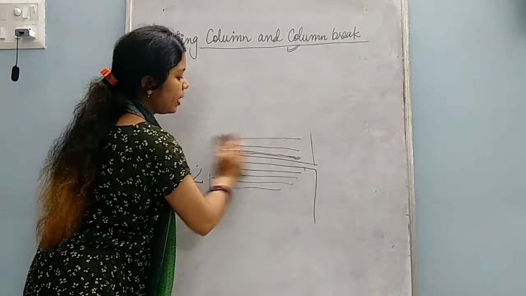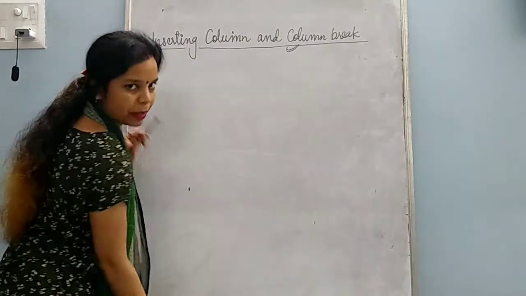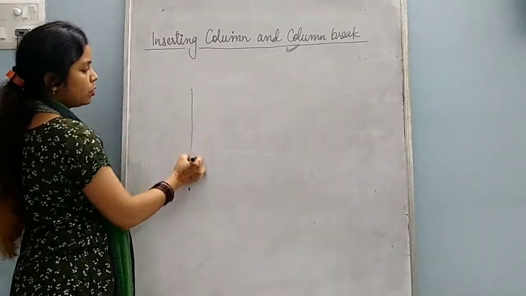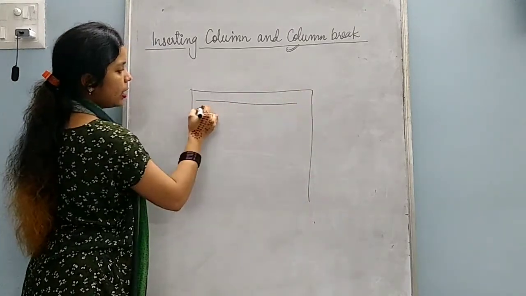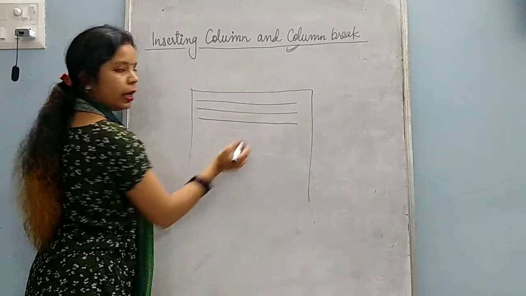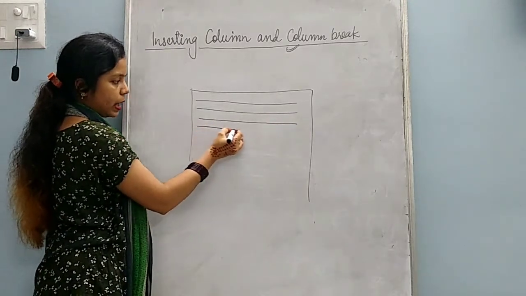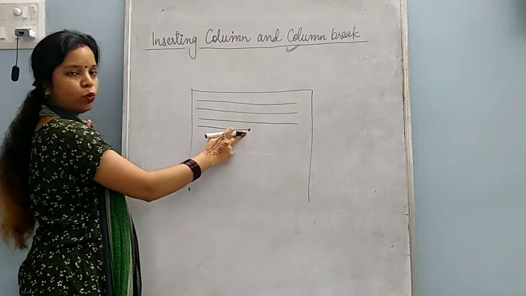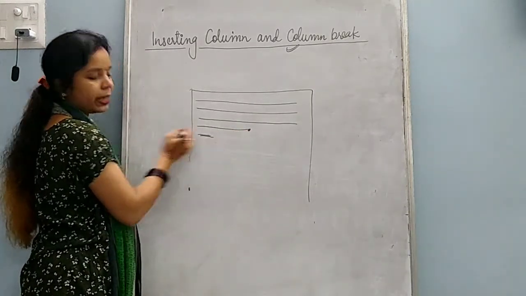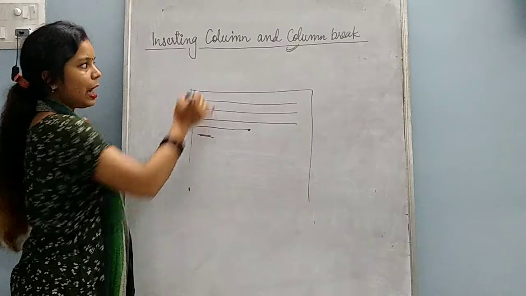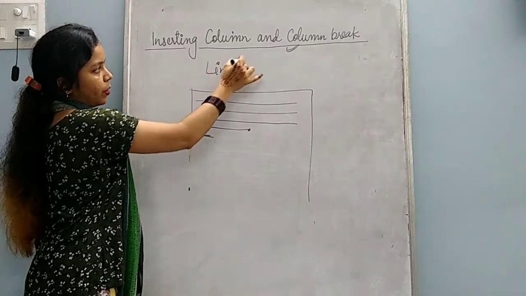Next one is line break. This breaks your line in between. Suppose you are writing anything in a line, like this. Suppose I am writing here and now I want to write till here only, and from here I want to break the line and come to the next line. So this is known as the line break option.